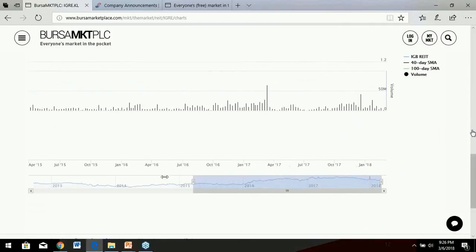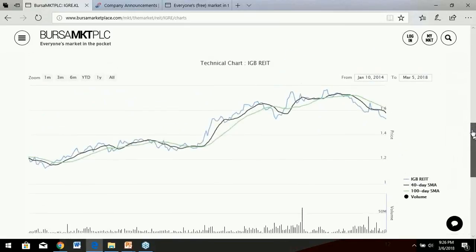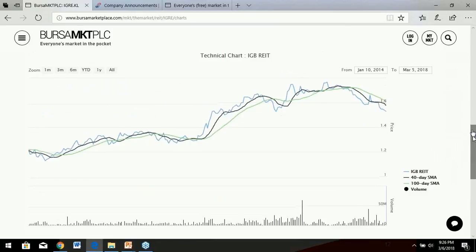But anyway, for now, I'm going to just lengthen the graph so that I can explain in brief how you can make better use of this information. Now, the blue line is the actual stock price. The black line is the 40-day line, and the green line is the 100-day line. So if you are new to the SMA crossover method, just bear with me. Try to absorb as much as I can possibly share.